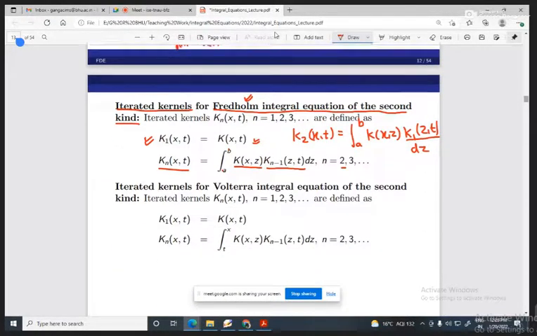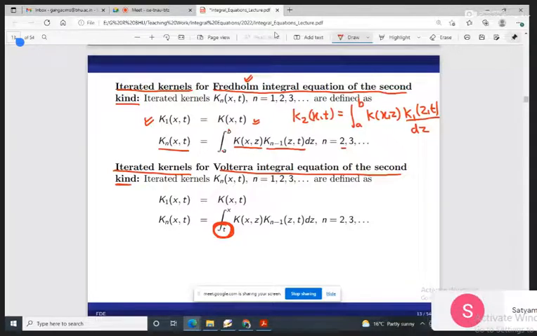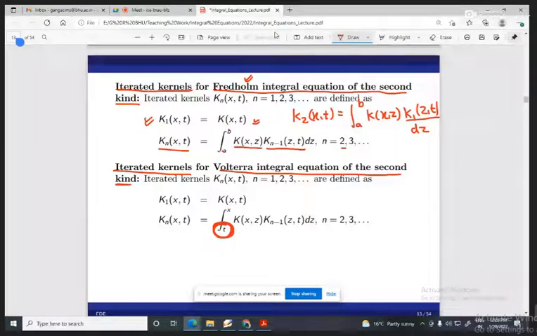Same here, we have an iterated kernel for the Volterra integral equation of second kind also. The same condition holds: k1(x, t) = k(x, t) and k_n(x, t) equals an integral where the lower limit is t. Remember that, because in the Volterra integral equation the limits are a to x, but in this case the lower limit is t and the upper limit is the variable x, of k(x, z) k_{n-1}(z, t) dz for n equal to 2, 3, and so on.